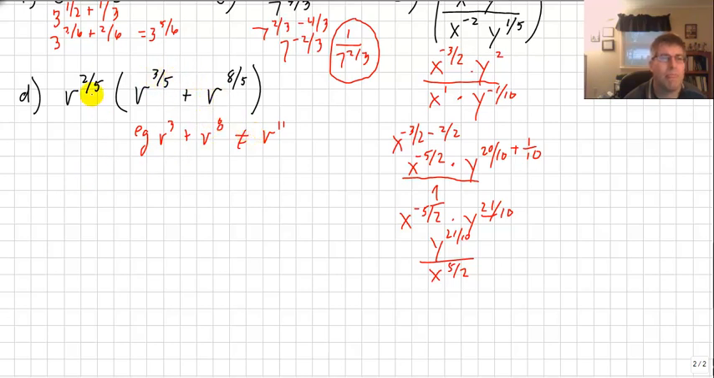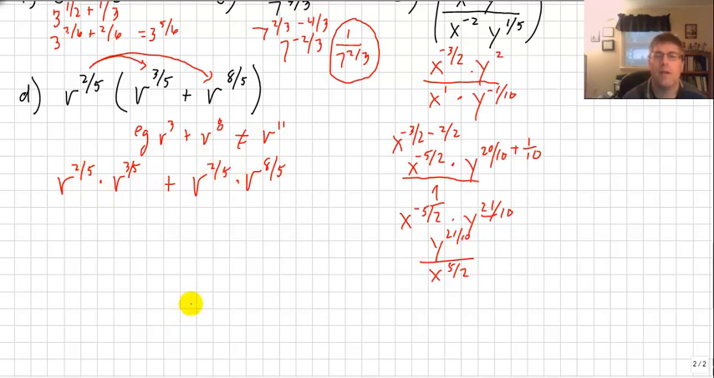So same thing here. All we're going to do is distribute, and something interesting happens. We have r to the 2/5 times r to the 3/5 plus r to the 2/5 times r to the 8/5. Now I have a power times a power. I can just add my exponents, and I will leave that for you to finish off and bring to class as well. So that wraps up our introduction to rational exponents.